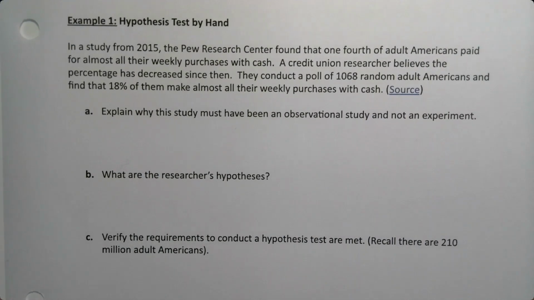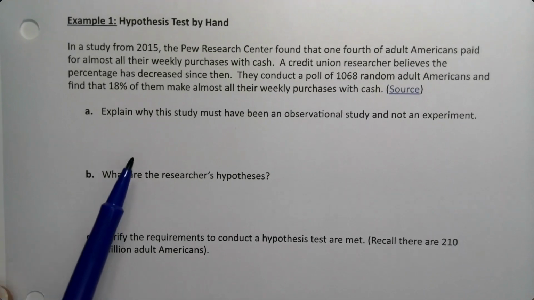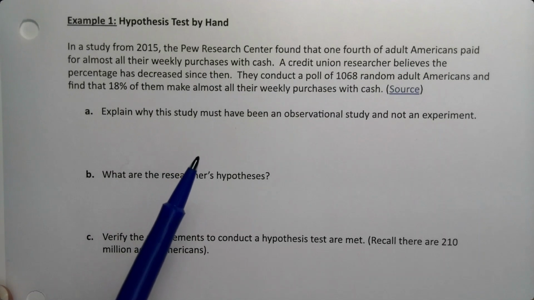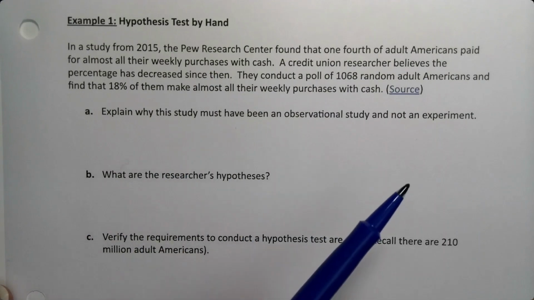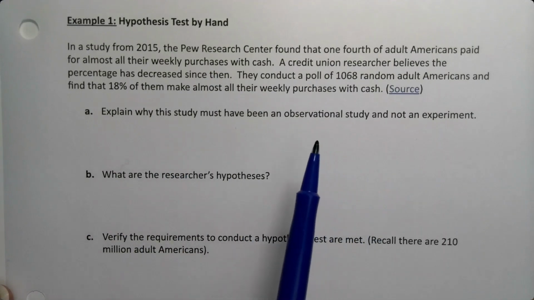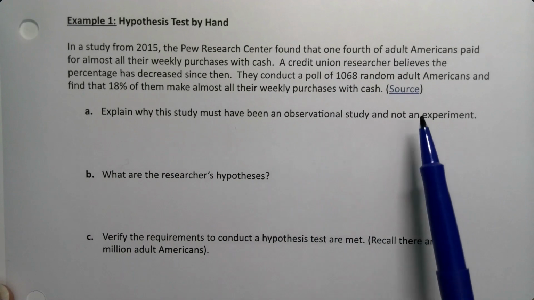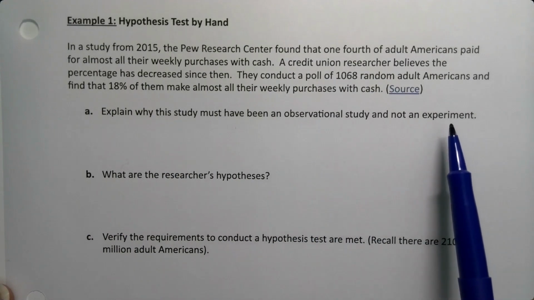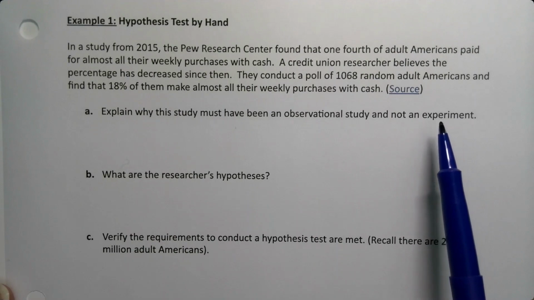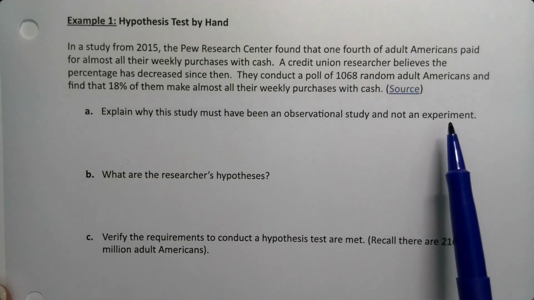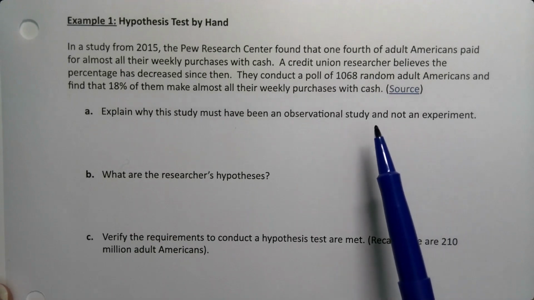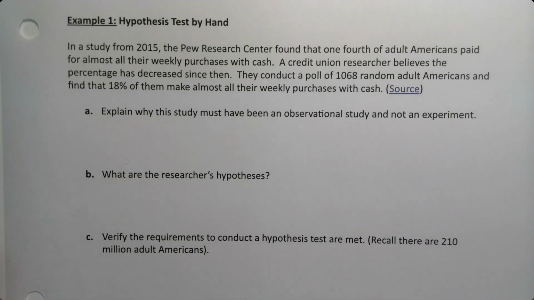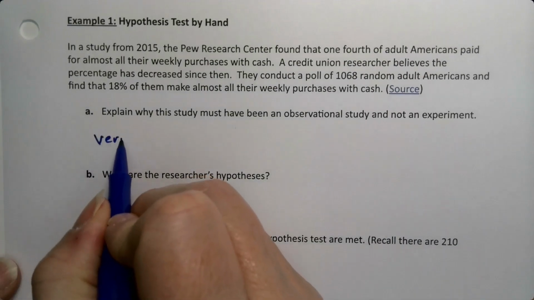All right, so the first thing we need to remind ourselves, this is a little review: explain why this study must have been an observational study and not an experiment. Well, that's a review of chapter 1 from ages ago. Experimentation requires random assignment. You'd have to randomly assign people to be in the cash group or the non-cash group or something like that. And that's very difficult to manage. So it would be very difficult.